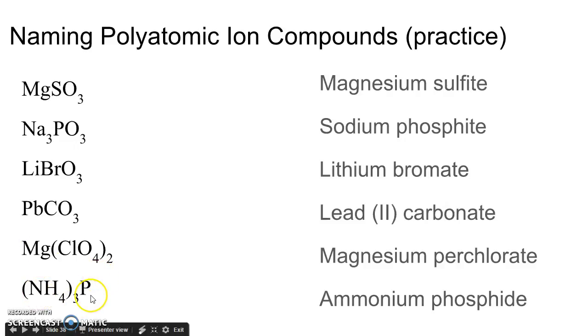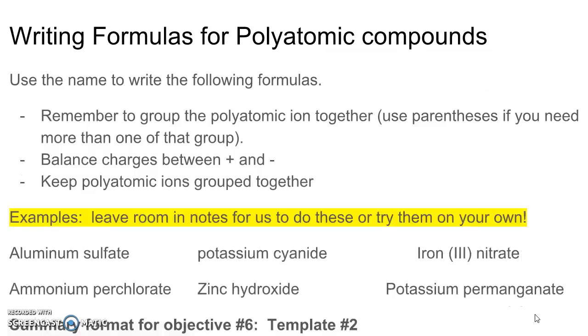This is a polyatomic ion bonded to a nonmetal. So NH4 is a polyatomic ion bonded to phosphorus. So instead of writing ammonium phosphorus, I change the ending of the phosphorus to -ide, and I have ammonium phosphide. So the same rules as before. When you're writing formulas for them, though, you use the name to write the formula. Remember to group the polyatomic ions together. Use parentheses if you need more than one of that group. You have to balance the charges between the positives and the negatives. And you want to keep the polyatomic ions grouped together.